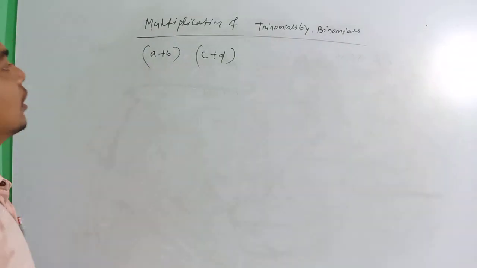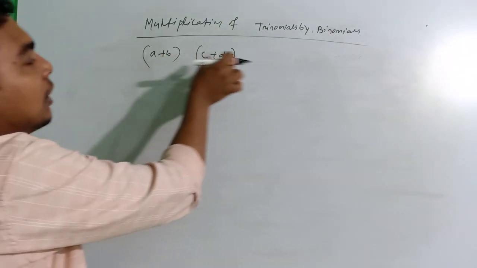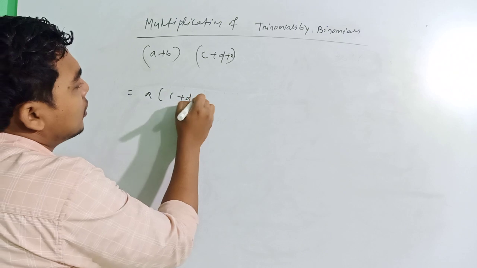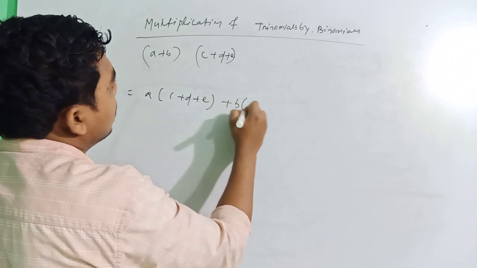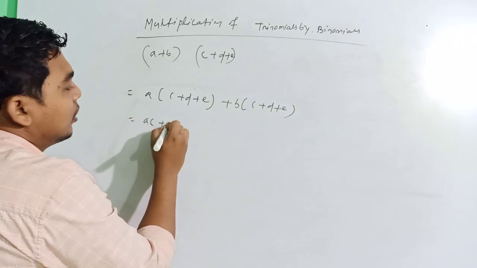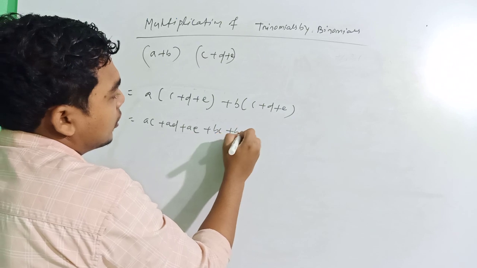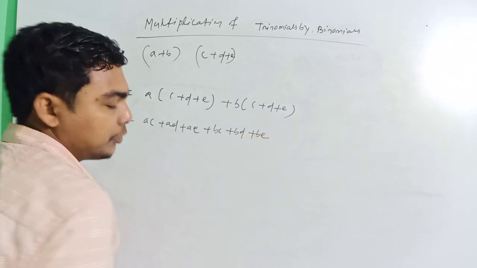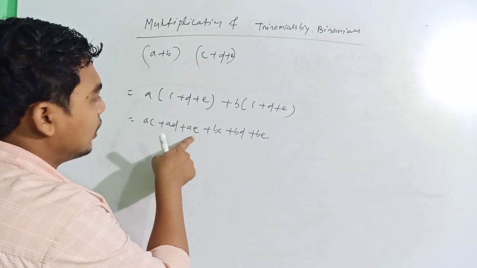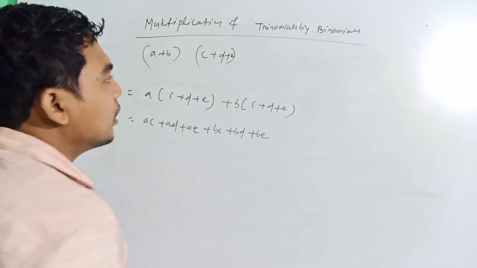Same things, nothing else. That is binomial and trinomial. So same, this way you can write (a plus b) whole into (c plus d plus e). That is ac, ad, ae plus bc plus bd plus be. Nothing else will be added. ac, ad, ae, bc, bd, be. This is the result. एग्जाम्पल लेते हैं.